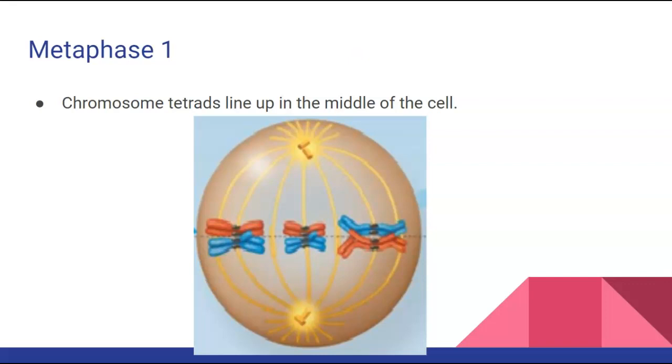In metaphase 1, this is the next part. You see these spindle fibers have shot out. They've connected to the centromere here, and these tetrads have lined up in the middle of the cell. This is called the equator. It's exactly what you think of when you think of the Earth's equator. It's just the middle of the cell. And these centrioles have used these spindle fibers to move the tetrads into the middle.